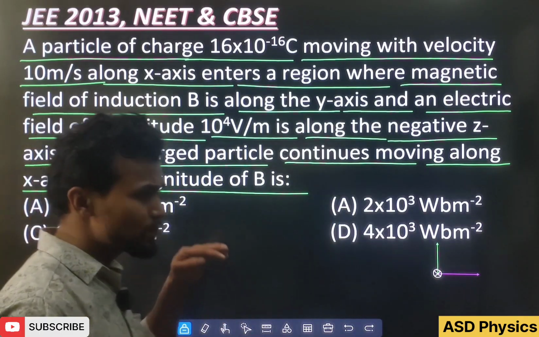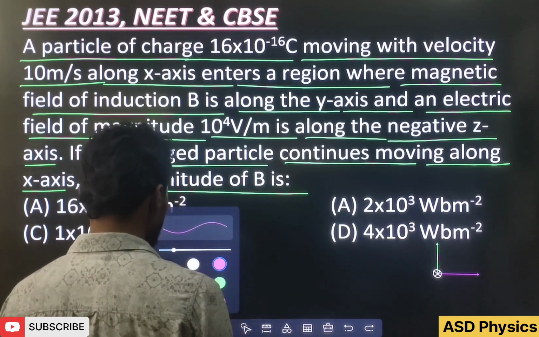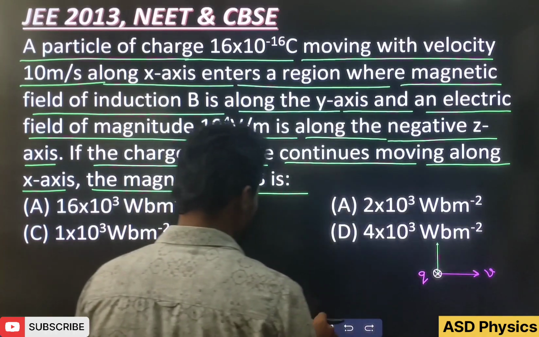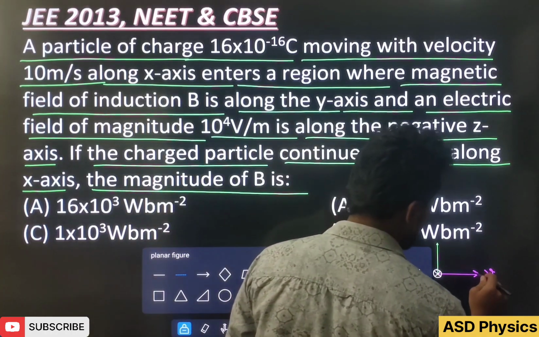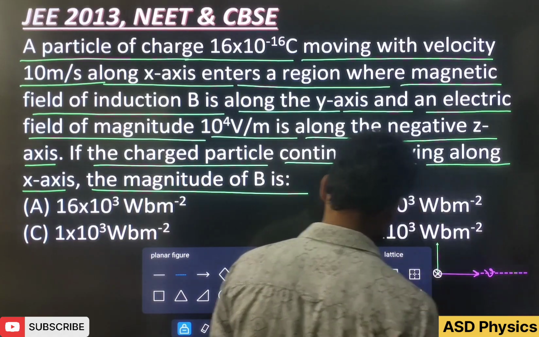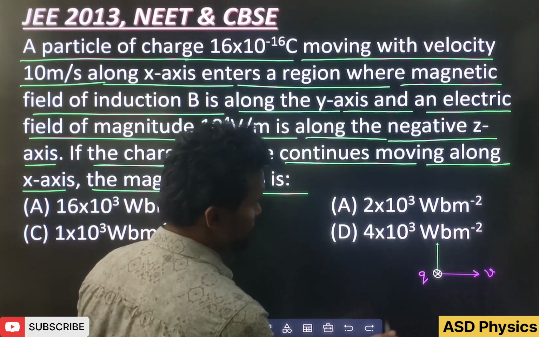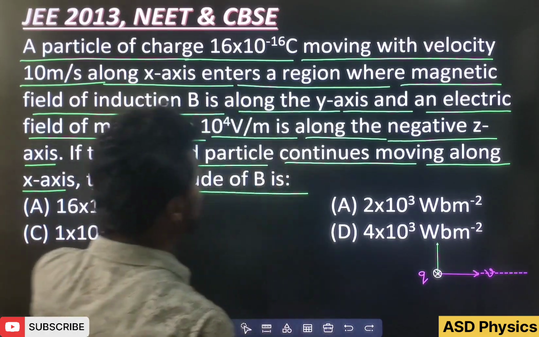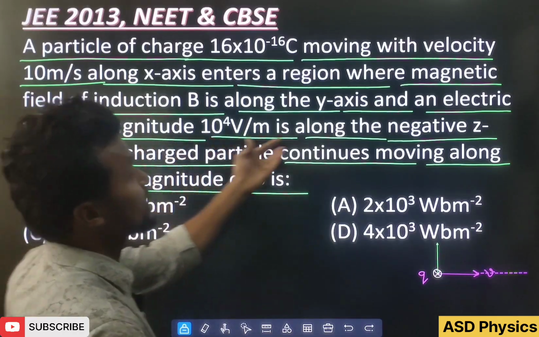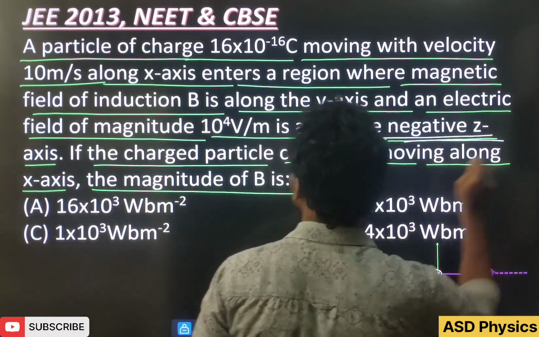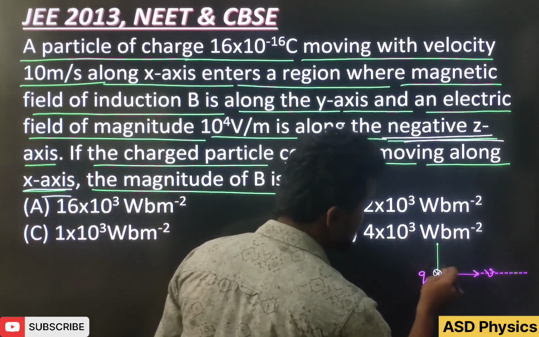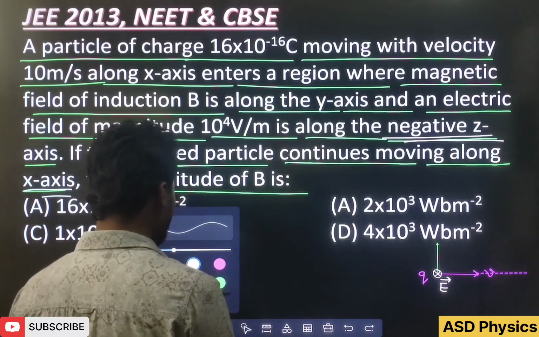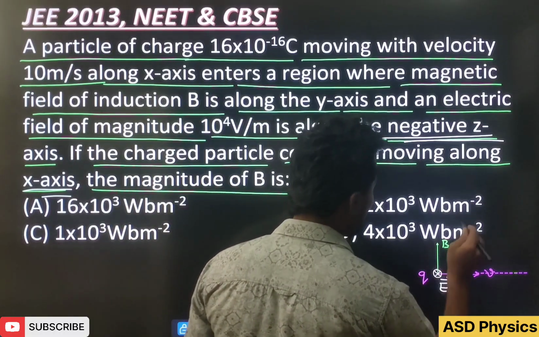Okay, so the charged particle keeps on moving along the same x-axis here. See here please, the charged particle q is here, and it is moving along the x direction. It keeps on moving like this. How is it possible? Because the electric field they have given is in which direction? You can see very well, the electric field is along the negative z-axis. So see here please, this cross inside the circle is the electric field E. The magnetic field is in which direction? Along the y direction, this is the magnetic field.